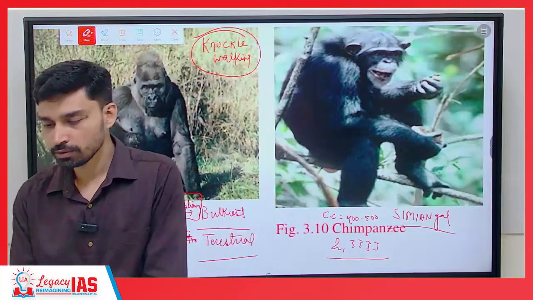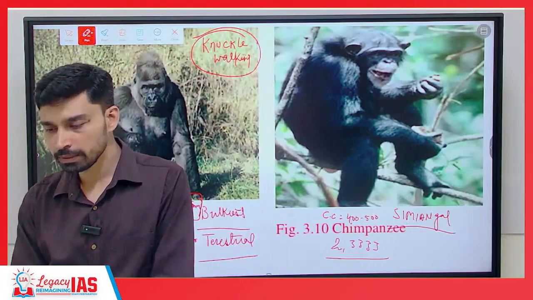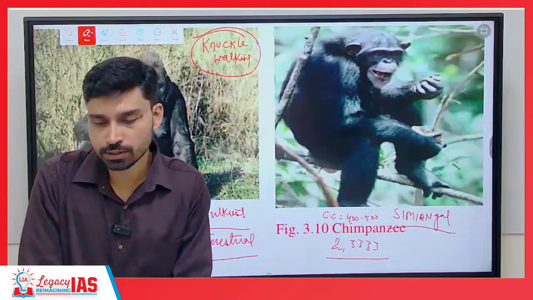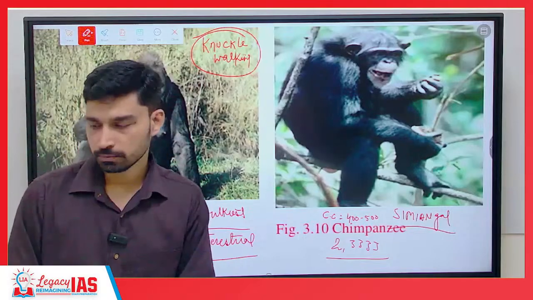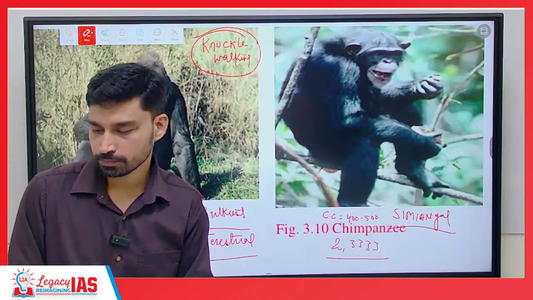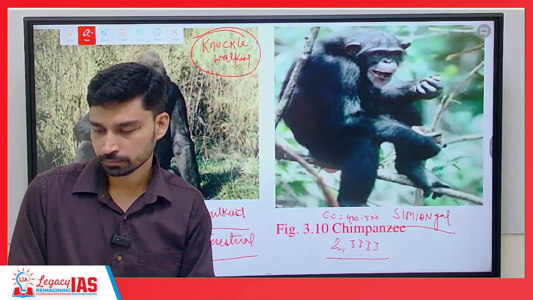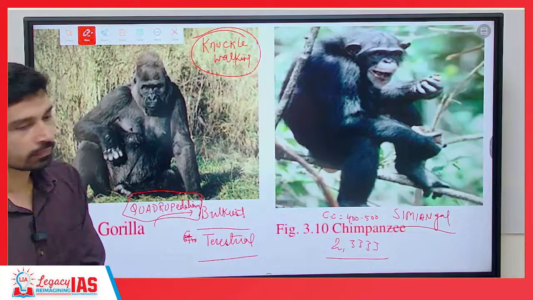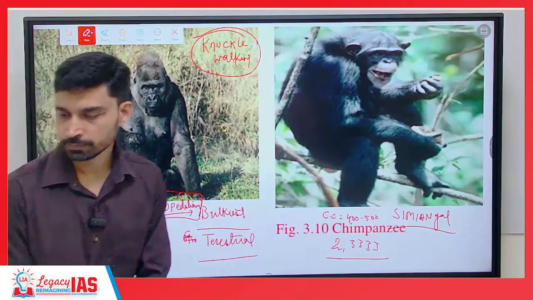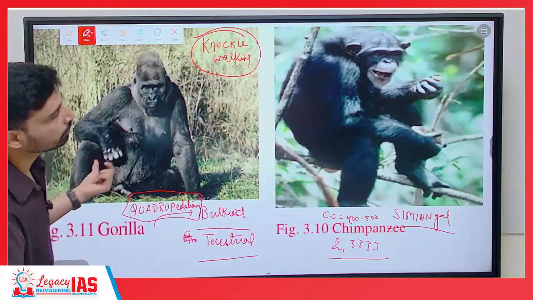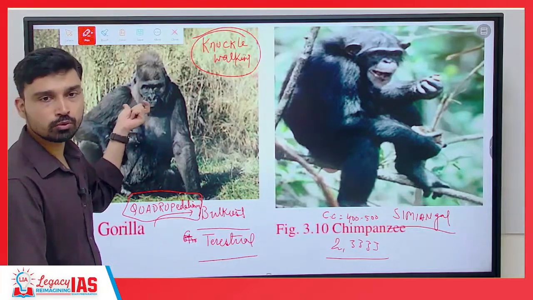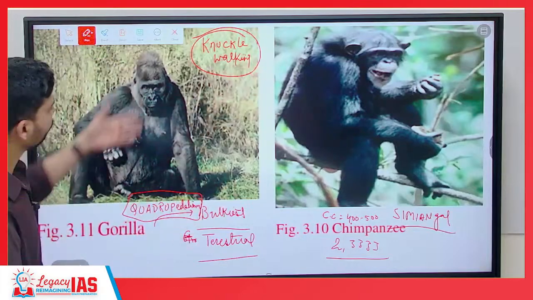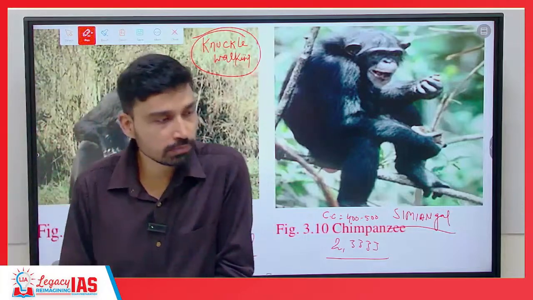The next point we can write is: the body is covered with black hair except the chest and face. Then, if you look here, the face is more similar to humans, but the nose is similar to the apes. So face similar to humans, while nose similar to other apes.